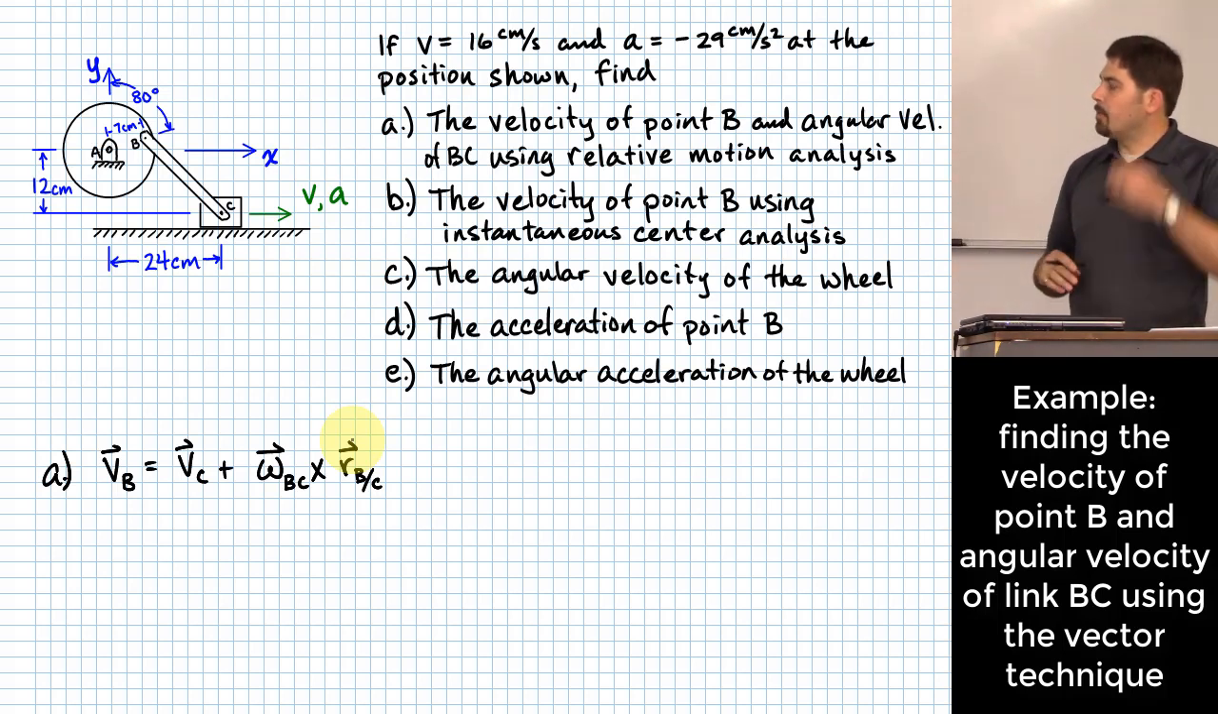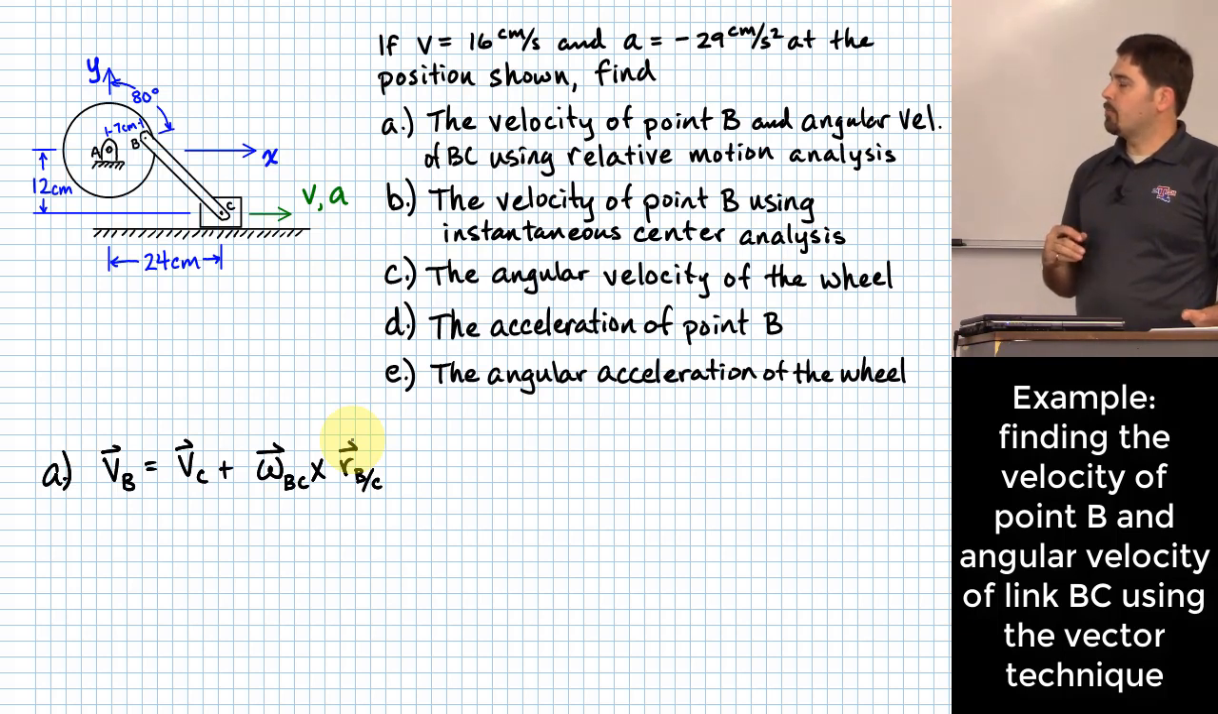And the reason we know this is the equation we want to use is that we already know the velocity vector of point C. That's a piece of given information that we have. So we need an equation like this to figure out what the velocity is of point B relative to that point C.